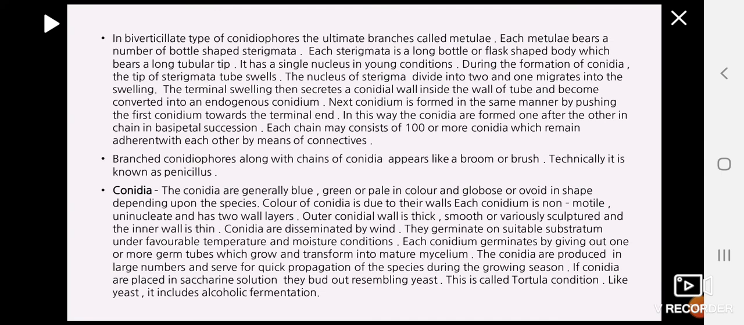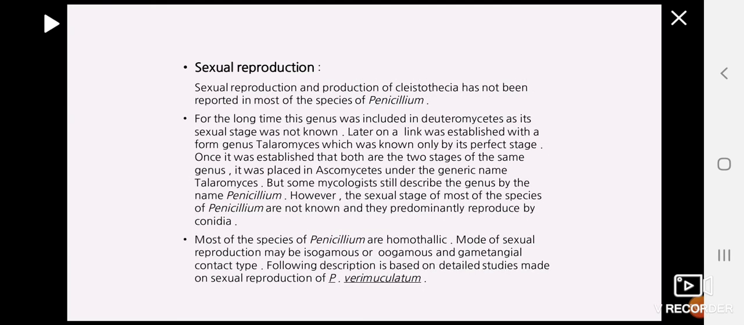So this is about the asexual reproduction, how conidia are formed on the conidiophores, and how they germinate to produce a new mycelium. Now we'll discuss the sexual reproduction. Sexual reproduction and the production of the fruiting body, that is cleistothecium or ascocarp, has not been reported in most of the species of Penicillium.